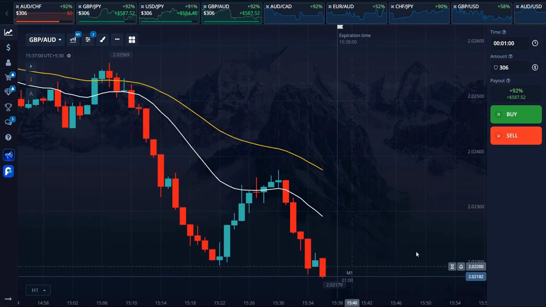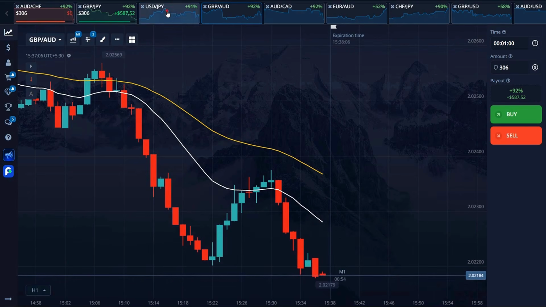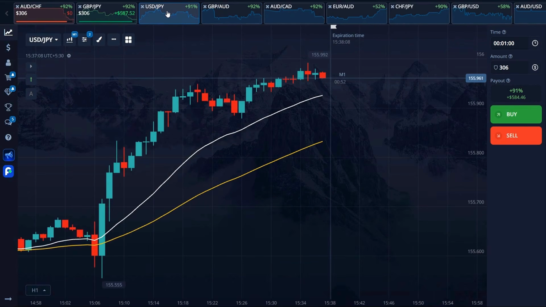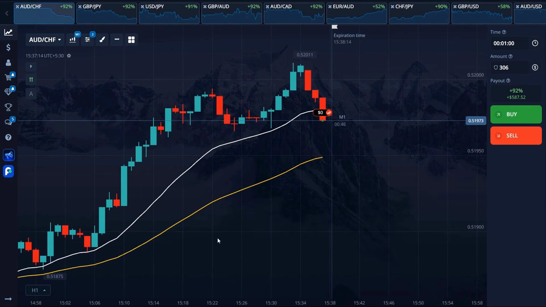GBP AUD followed the TCWR rules perfectly. This trade closed cleanly in profit. USD JPY had the correct structure, but the entry happened slightly late. A good setup, but timing was off, so this one ended in a loss.